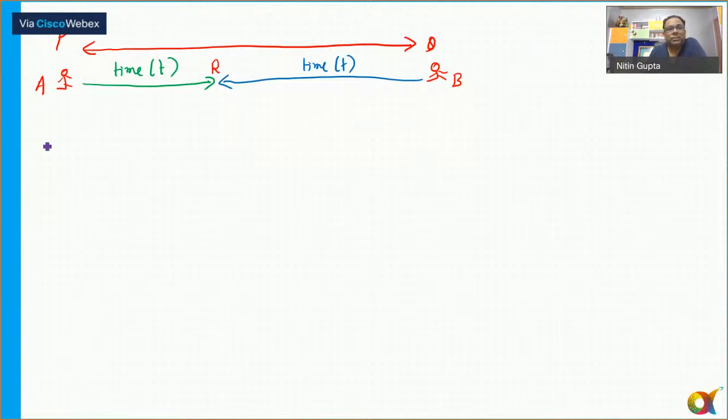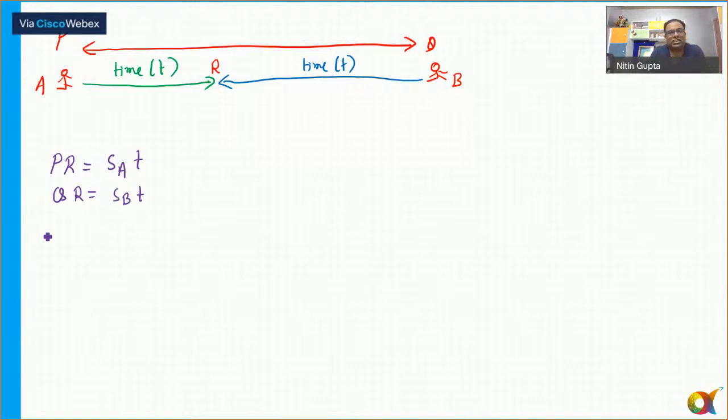So what is the distance PR? Distance is always equal to speed into time. Yes or no? A has traveled with speed SA, and the time taken by A is T. So the distance PR is equal to SA into T. And what is the distance QR? I'm not using the proportionality approach here. QR is equal to the speed of B into the time taken by B, and for both of them the time is the same.